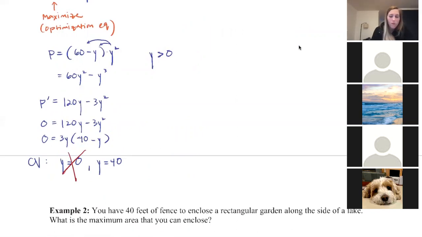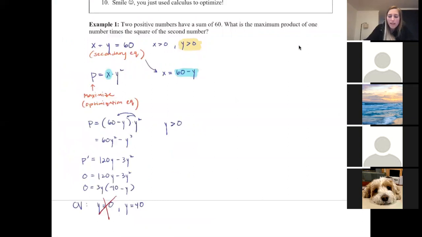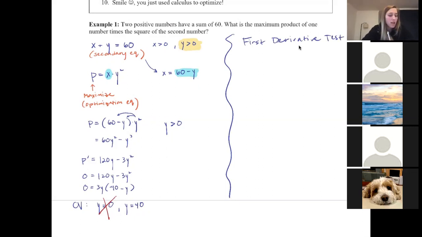But we also know that y has to be strictly greater than 0. So 0 is kind of an endpoint. We don't have a closed interval that our optimization equation is defined on. Therefore, we're going to use the first derivative test to identify, well, local extrema, but it'll actually be the location of our absolute extrema given the constraints of this problem.